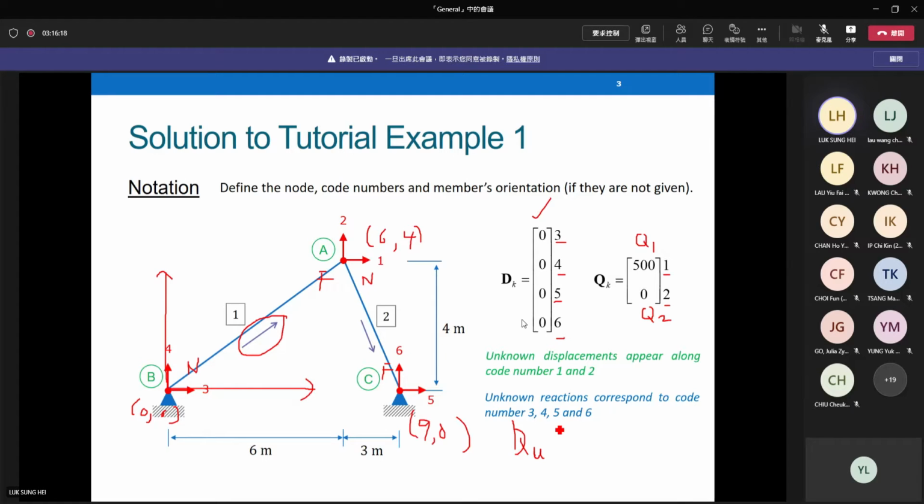And then you can put down displacement. Displacements D3, D4, D5, D6 describe what happened at the support. They are all 0. dk has 4 numbers.